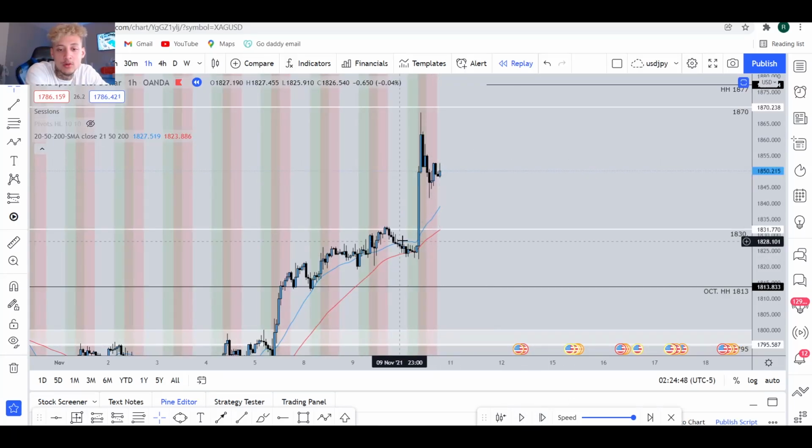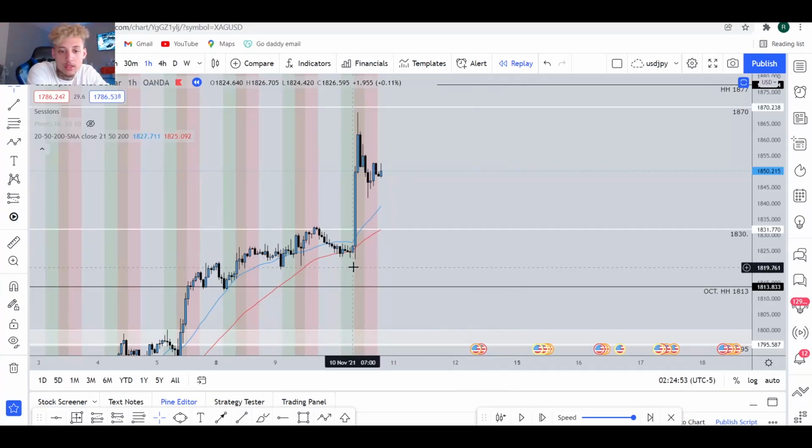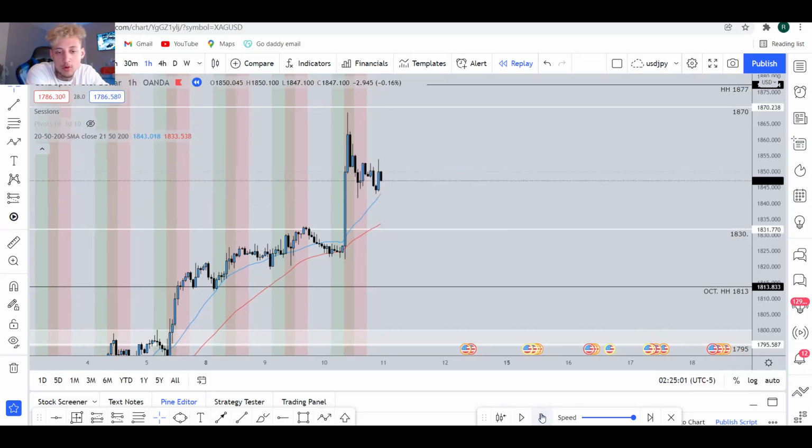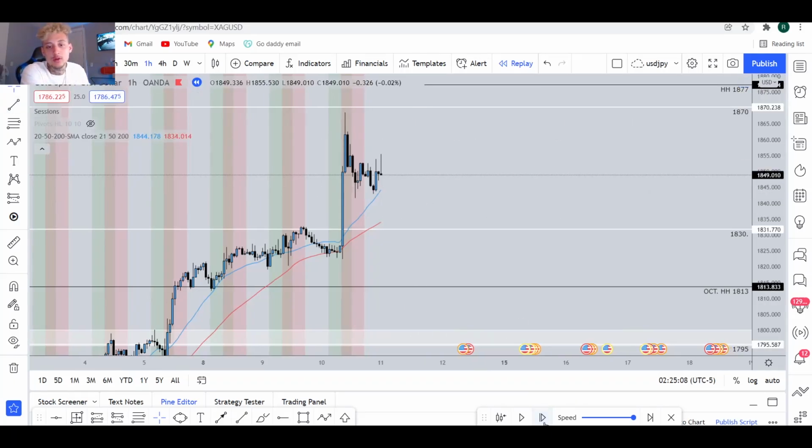Plus, let me break this down for you guys. This is the sessions indicator, right? Green being the London session, brown being the London to New York session, and then the red being the end of the New York session. So there's nothing to do right now. We're not trading. We're not looking to take trades. Now, we could continue here, and let's just wait for London session.